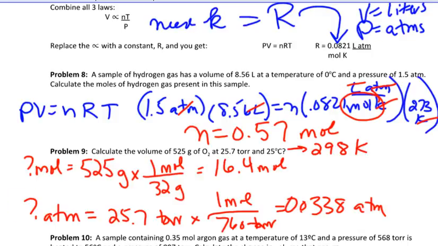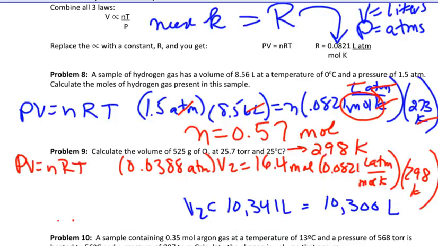All right, so I went ahead and solved for moles, I solved for atmospheres. So next, I'm going to erase what I have written and just use 16.4 and 0.0388. Okay. Let me go on and continue the problem. Oh, I also converted to Kelvin. All right, so here we go. This is what I get for an answer. I sure hope that's what you get for an answer.